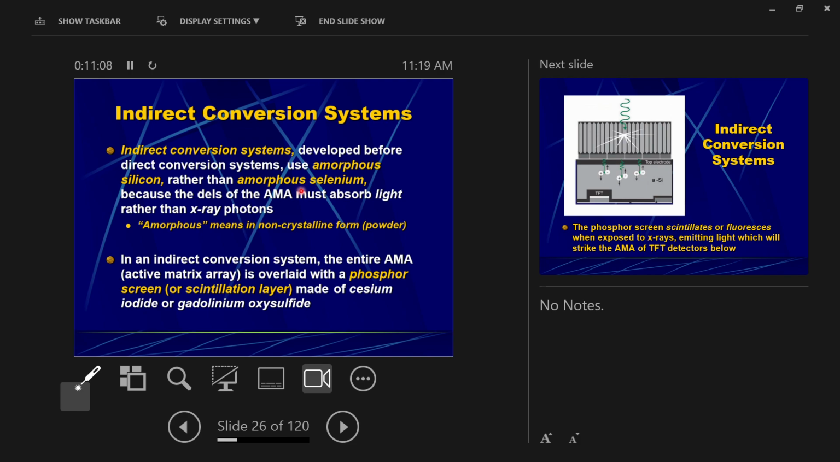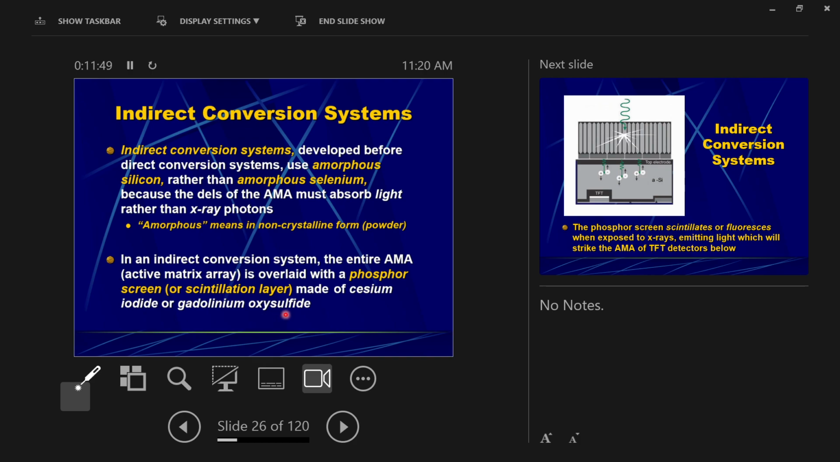So if you want to make a detector out of silicon, but you want to use it in an X-ray room, you have to convert the X-rays into visible light first. Indirectly converting, okay? We're not directly converting things to electricity, we're doing an indirect conversion. For indirect conversion, converting X-rays to visible light requires a layer over the whole thing, a layer of something called a scintillator. These scintillators are made of one of two materials: cesium iodide or gadolinium oxysulfide.